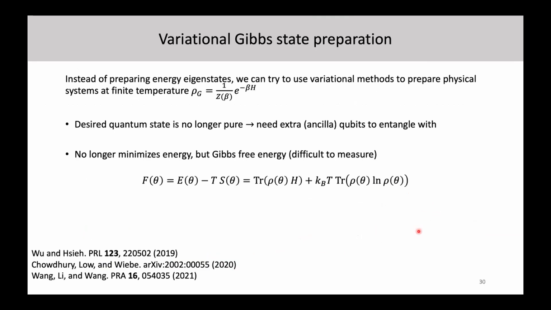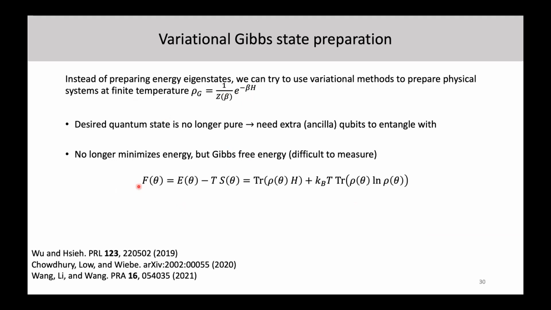Okay, I also wanted to briefly mention a couple of other directions in which we've taken this ADAPT idea. So one is in the preparation of variational Gibbs states. Instead of preparing pure energy eigenstates, we can try to use variational methods to prepare systems at finite temperature in a Gibbs ensemble. And since the state is no longer pure, this means that we generally need to have ancilla qubits in order to create mixed states.